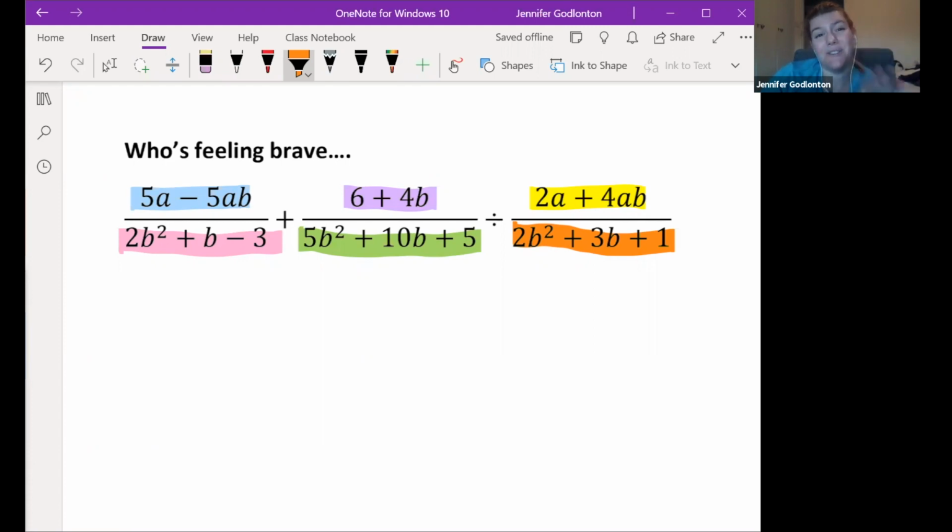For the green one, don't forget that if there is something, you have to do that first. My first hint.